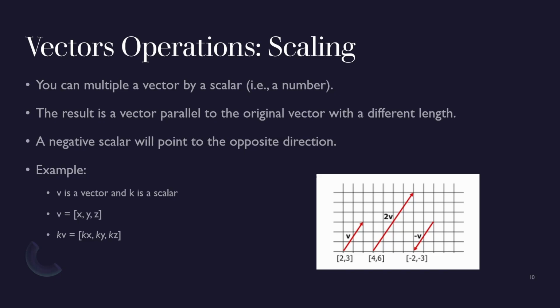How can we scale vectors up and down, as I was discussing earlier? Well, we can do that by a simple multiplication. We multiply the vector with a scalar, which is basically just a number. And the result of doing that will be a vector that's parallel to the original vector, but with a different length. Let's look at the example here. So say we have vector v that is at 2, 3. If we multiply that by 2, we get vector 4, 6. Pretty straightforward math. If we multiply it with a negative scalar, we're pointing in the opposite direction. So minus v will become minus 2, minus 3, because we're multiplying with minus 1.